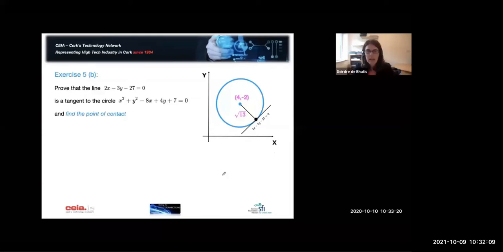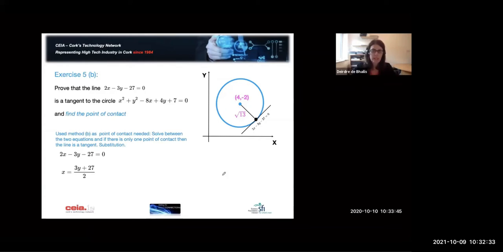Now, to take a look at the second method. The difference here is that we are asked to prove that this line is tangent to the circle and find the point of contact. So we don't have a choice here. We have to go into the substitution method. So we're going to solve between the 2 equations. We will take the line and rearrange it so that we can substitute out x in the circle equation. So rearranging the line gives us x equals 3y plus 27 over 2.